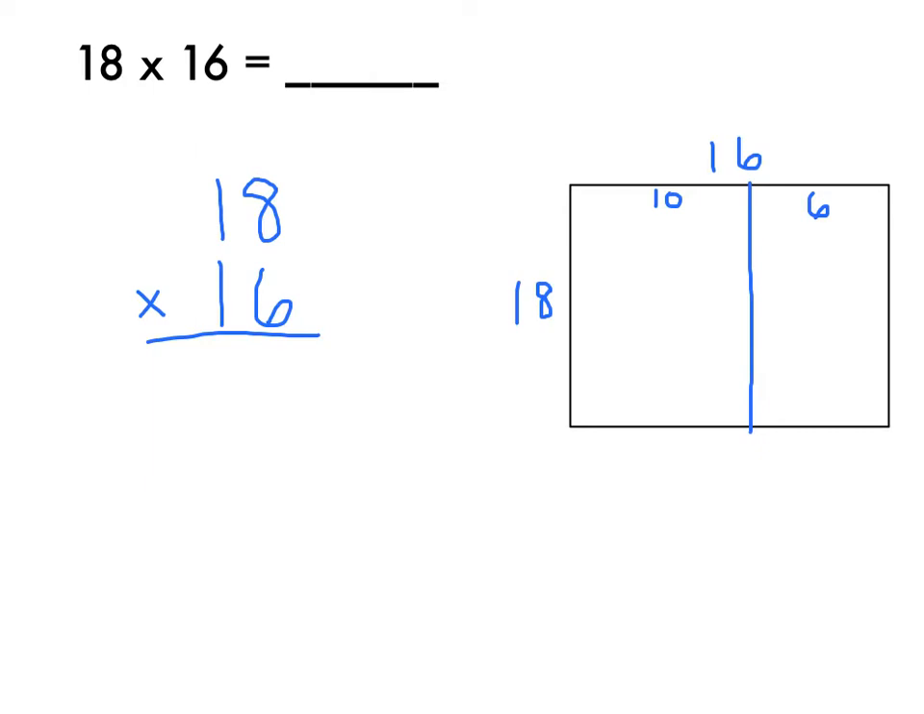I always start at the right. When I'm doing the traditional algorithm for multiplication, I always start in the ones place. So I'm going to multiply 6 times 8 to start. 6 times 8 is 48. So I'm going to put down the 8, and I'm going to bring the 4 over to the tens place. The reason that I'm doing this is because I'm not just solving 6 times 8 right now. I'm going to be solving 18 times 6 in this whole step.